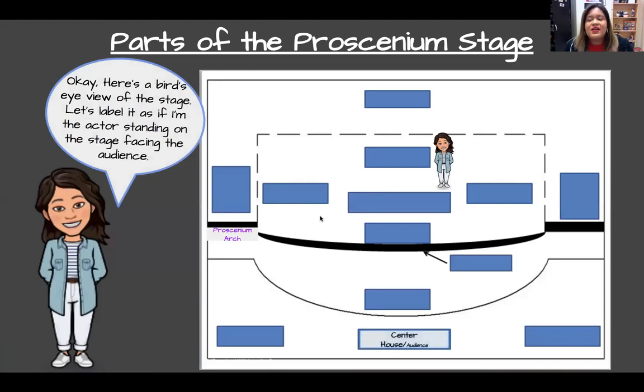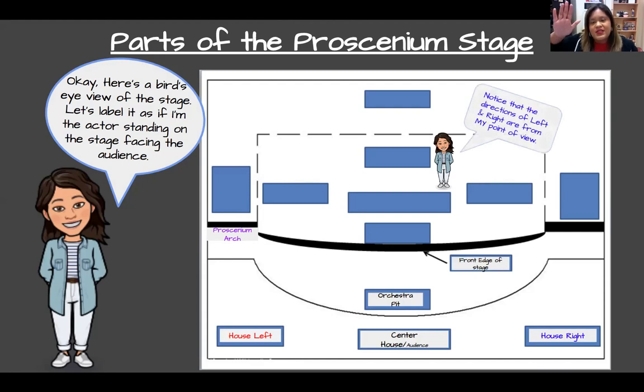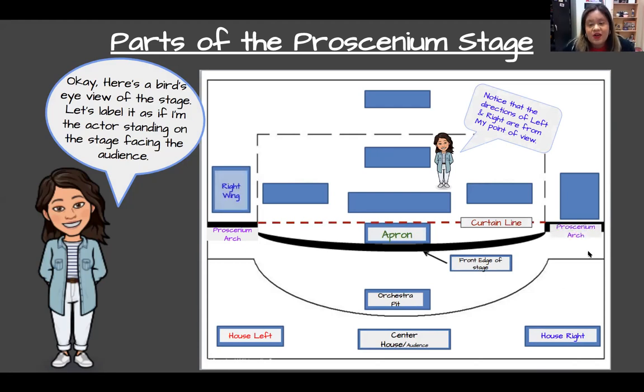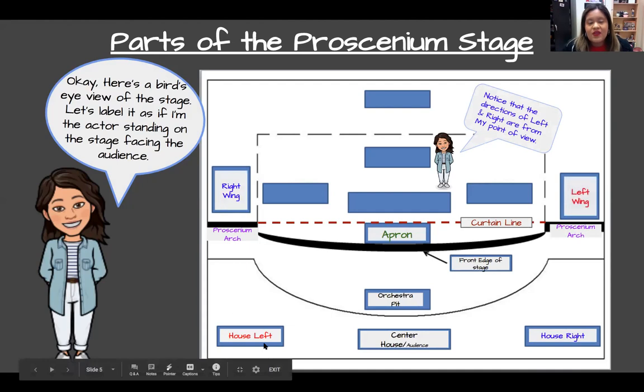Now we're going to give a quick overview of the different parts of the stage. When you're looking at this picture, you want to imagine that you are a bird flying over the top of the stage and you're looking down. First we're going to begin with the audience area. Outside of the stage, the audience area is called the house. The house is going to be broken up into three parts: the center, so the middle, right? That's always going to be center. House right, which is the right side, and house left.